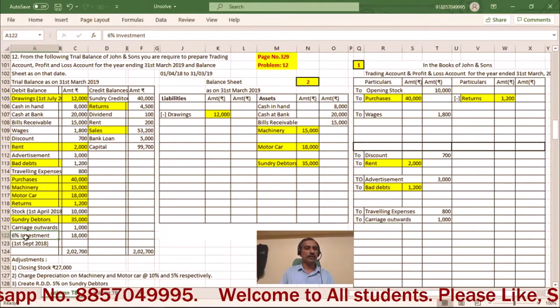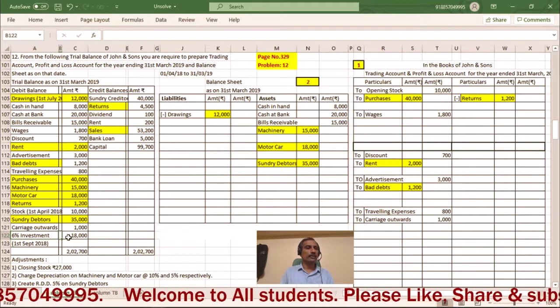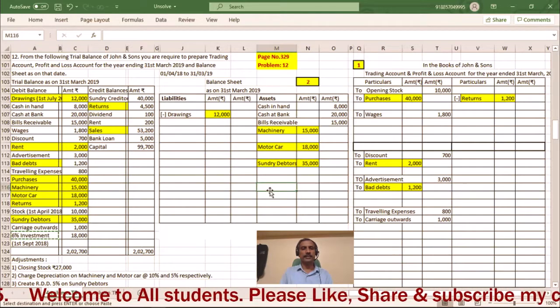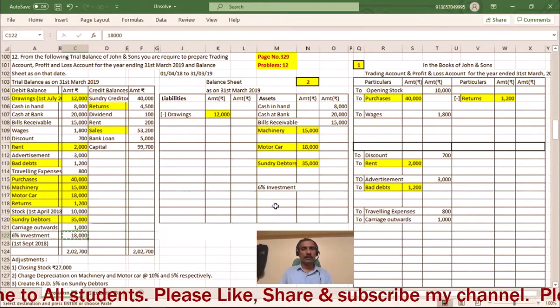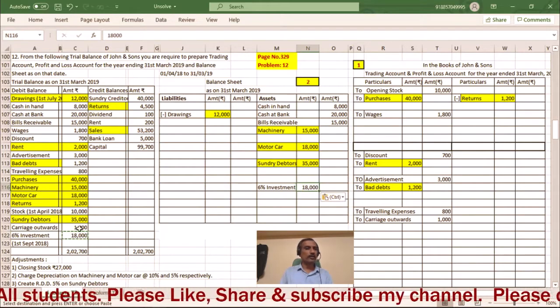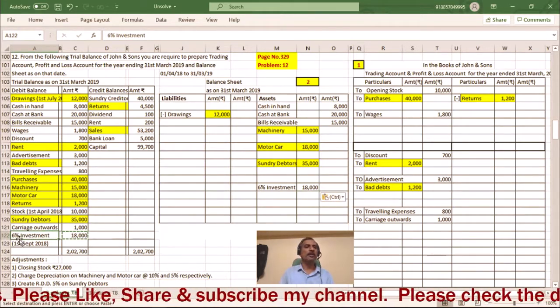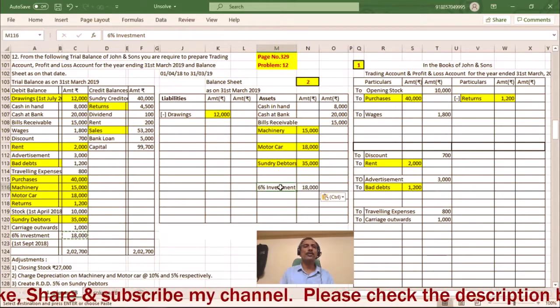6% investment, so this is one of the most important balances. This 6% investment we have to show on the asset side, in the inner column, because there is interest, meaning we have invested our money, and from that investment we are going to receive interest.